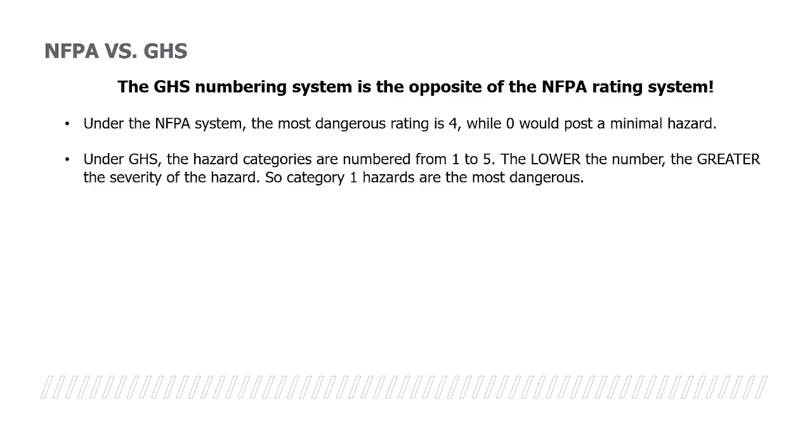Now, under the GHS system, or the Global Harmonization System, the hazard categories run from 1 to 5. The lower the number, the greater the severity of the hazard. So category 1 hazards are the most dangerous. As you start getting larger in the numbers on the GHS, the hazard becomes minimal. Okay, so once again, that's something that's very important to take note of as far as the numerical rating systems for both the NFPA and also the GHS.